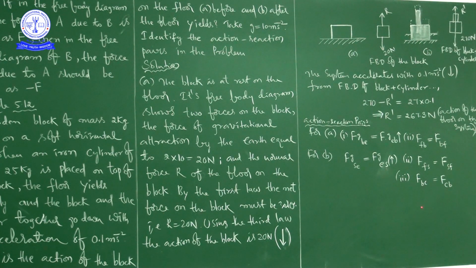Next, what is the third one? See here, the force on the block by the cylinder. Force on the block by the cylinder is action, and the next one is reaction, that is the force on the cylinder by the block, right? So these are the action reaction pairs in case of A, and these are the action reaction pairs in case of B, right?